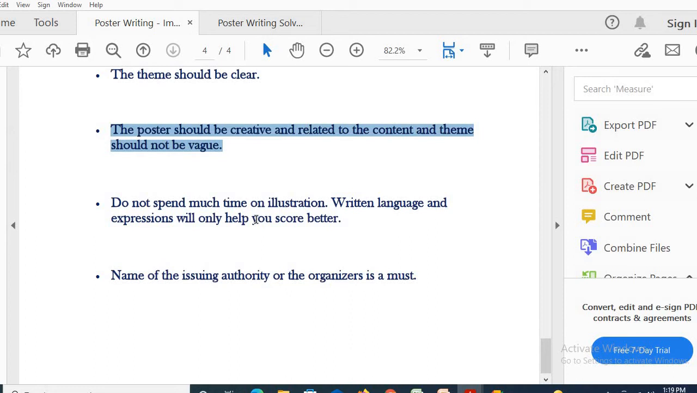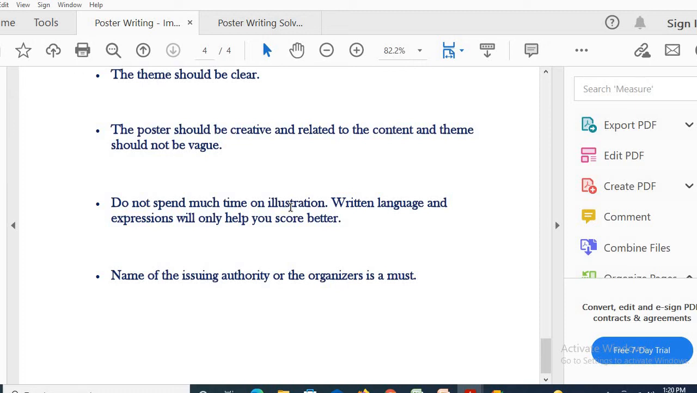Do not spend much time on illustration. This is something I preferably want to suggest to each and every one of you, dear students, that you don't have to illustrate so much, because you have to do other things also in your exam. You can't hold back for a long time with a 3 marks poster making, to be very honest. So you should not spend much time on illustration. Written language and expression will only help you score better.